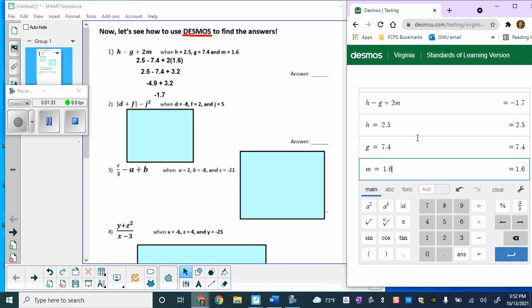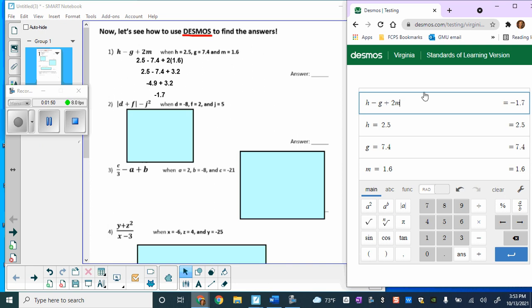And you guys can see here, if the calculator knows the expression and knows what each letter should equal, it can actually simplify it. And right here, it tells you the answer. It's negative 1.7. And you can see the answer matches what I have for my work over here.